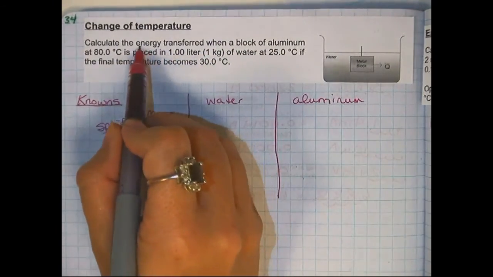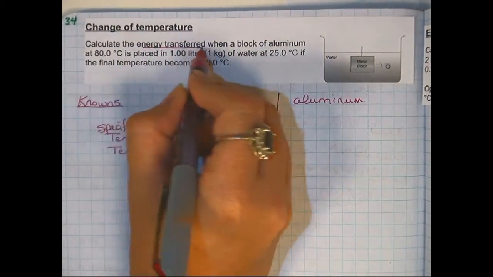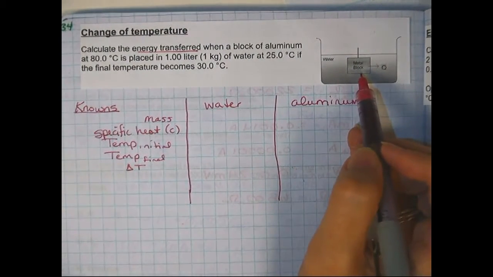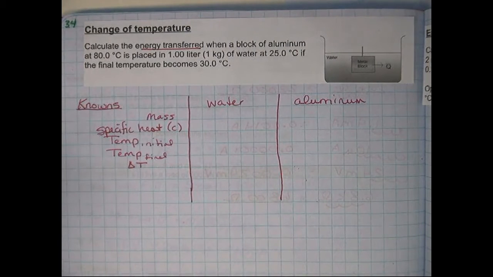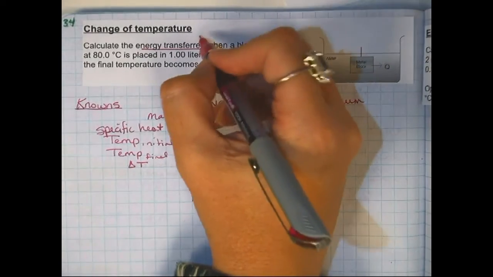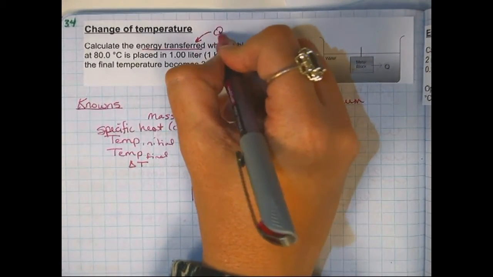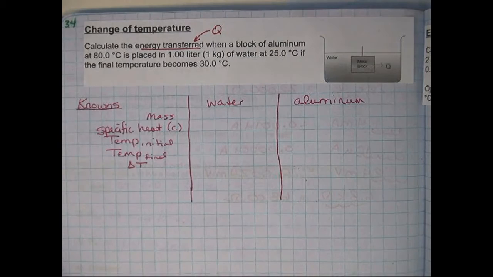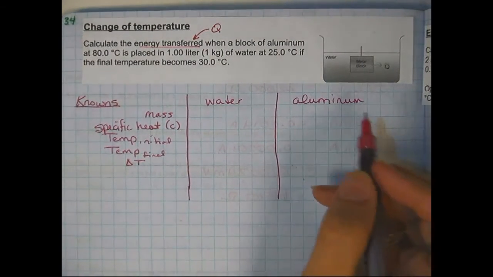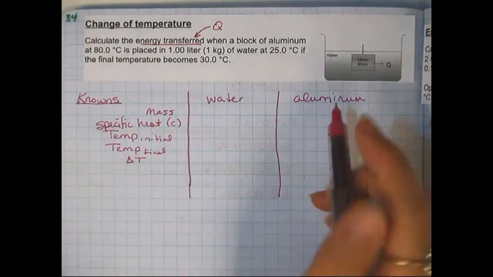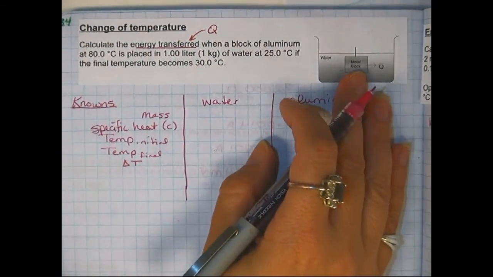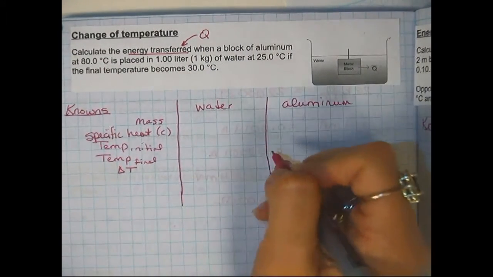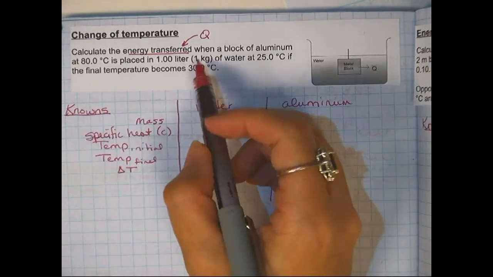Calculate the energy transferred when we put a block of hot aluminum into a liter of water. Okay, so energy transferred, thermal energy, is Q, and that's what we're going to be looking for. So we're going to go through and find all the information we know in this problem, and I separated it because we have two things. We have the water and we have the heat, and we're changing temperature here. So for the water, do we know the mass of the water? It's 1 kilogram.